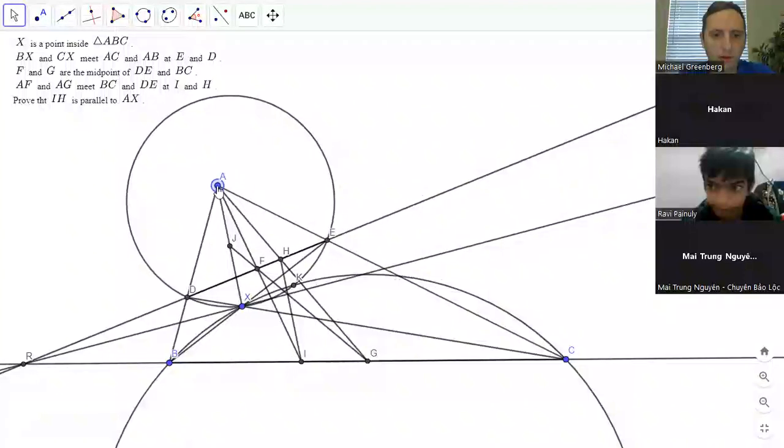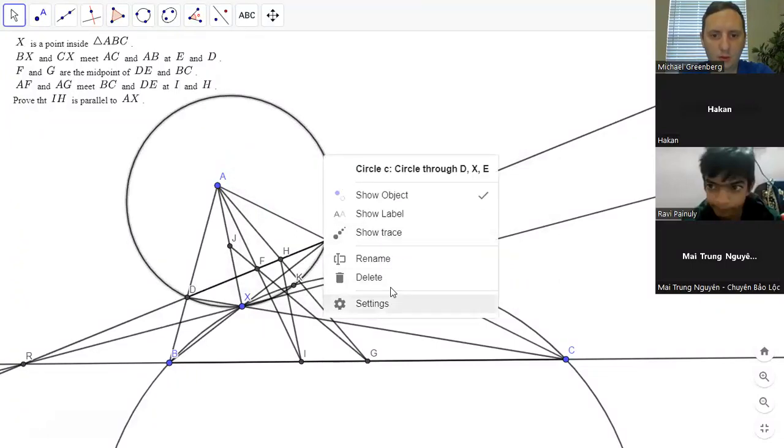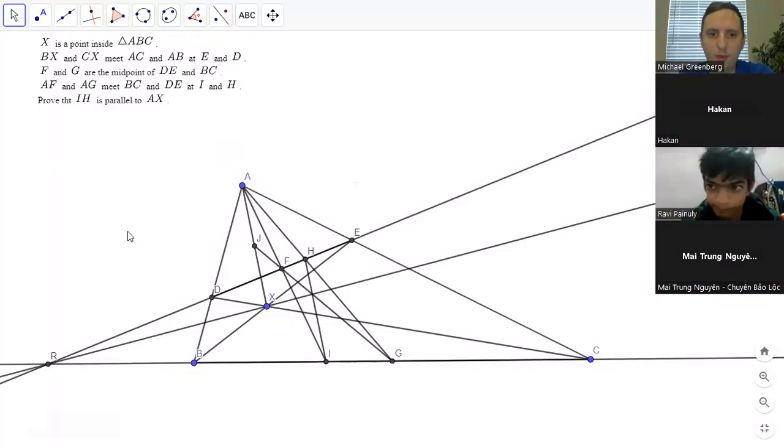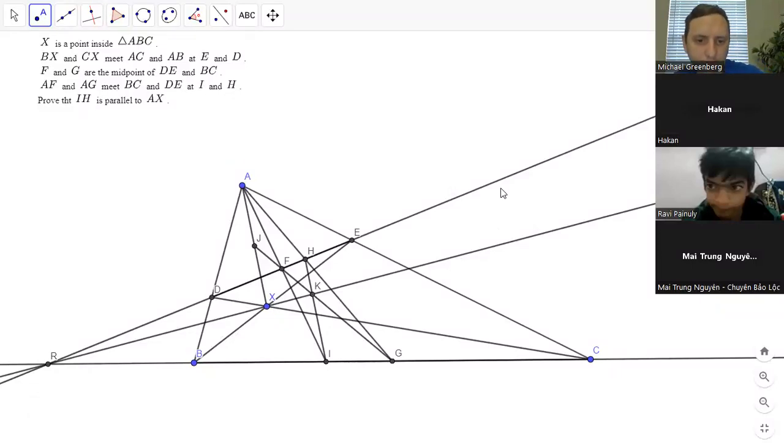Is that by harmonics? I'm going to delete these circles now because I feel like that's a little bit different. Delete. Delete. Okay. And that's because I'm trying to think about this. We need to prove K, KX, KA, KJ, KI is harmonic.